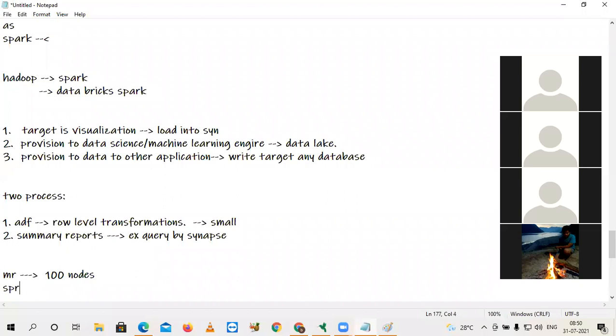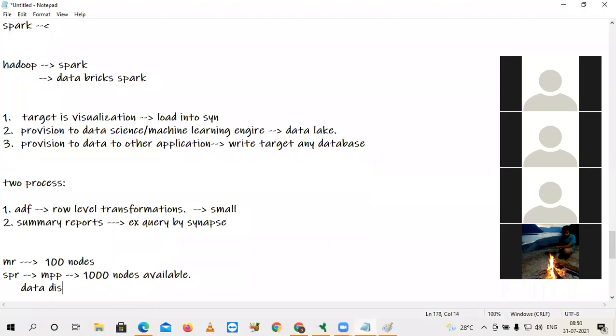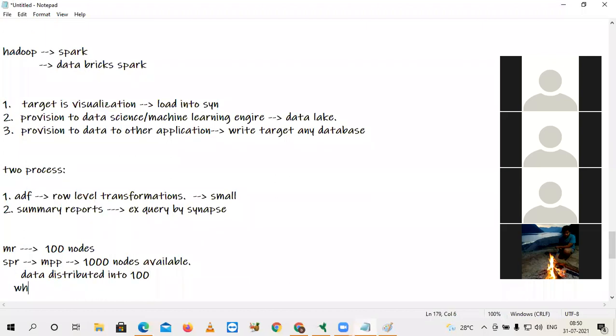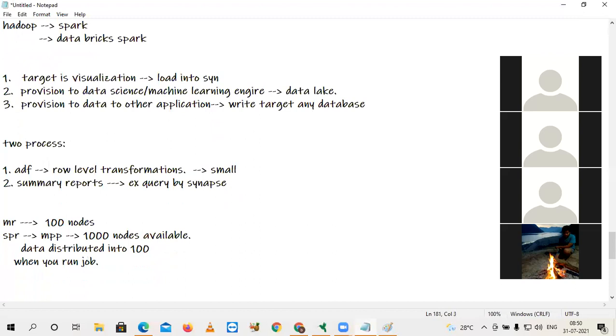Understand? In case of Spark, in case of MPP, massively parallel processing, for example, 1000 nodes are available in your cluster. Your data is distributed into 100 nodes. When you run a job, not only those 100 machines, but all the machines that are free at that moment will be participating in the execution. So during runtime, data is distributed into different other nodes, and then the processing will start. This is basically what MPP is.